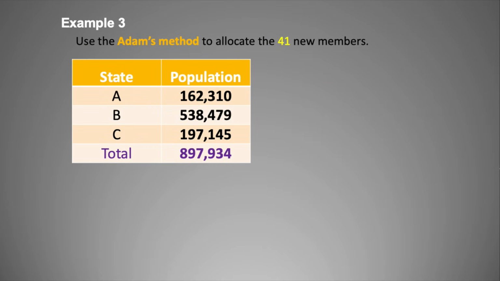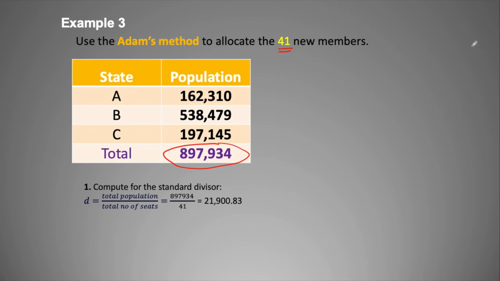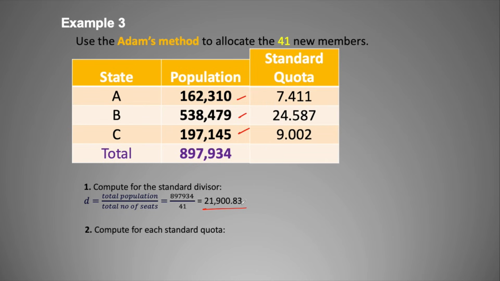In which, similarly, we're going to compute for the standard divisor, which is just the population divided by the number of members, in which we're going to have 21,900.83. And dividing each population by the standard divisor 21,900.83, we're going to get the standard quota, which contains these values. Next, we're going to round up the standard quota to get the upper quota, which indicates that we simply have to add 1 to the whole number in the standard quota.